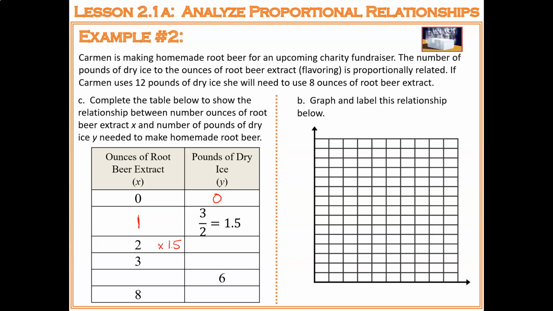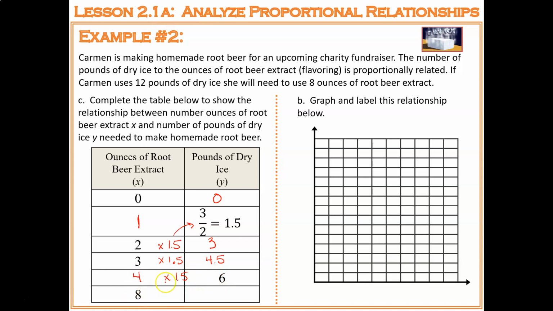2 times 1 1/2 is 3. If we have 3 ounces of extract, we're going to multiply by our constant of proportionality, which is 3/2 or 1 1/2. So 3 times 1 1/2 is 4 1/2. So the opposite applies here. If we have 6, it's something times 1 1/2. So you can divide 6 by 1 1/2, and that gives us 4.